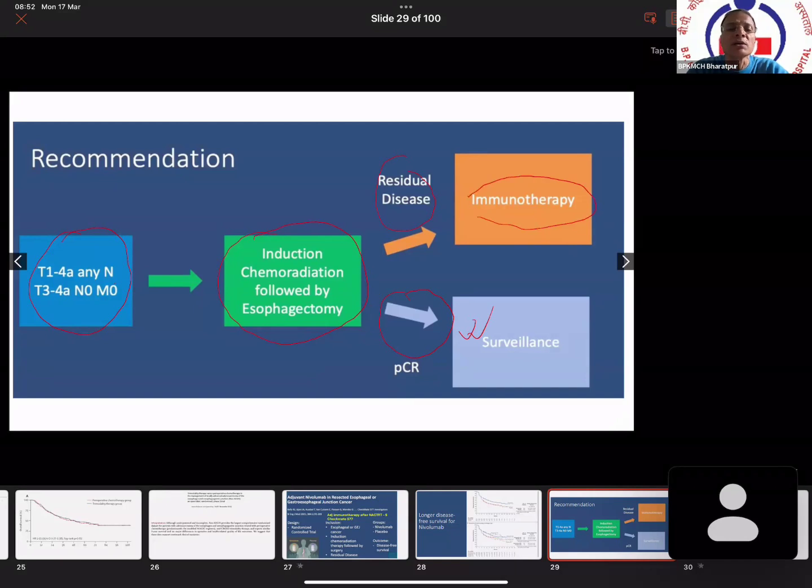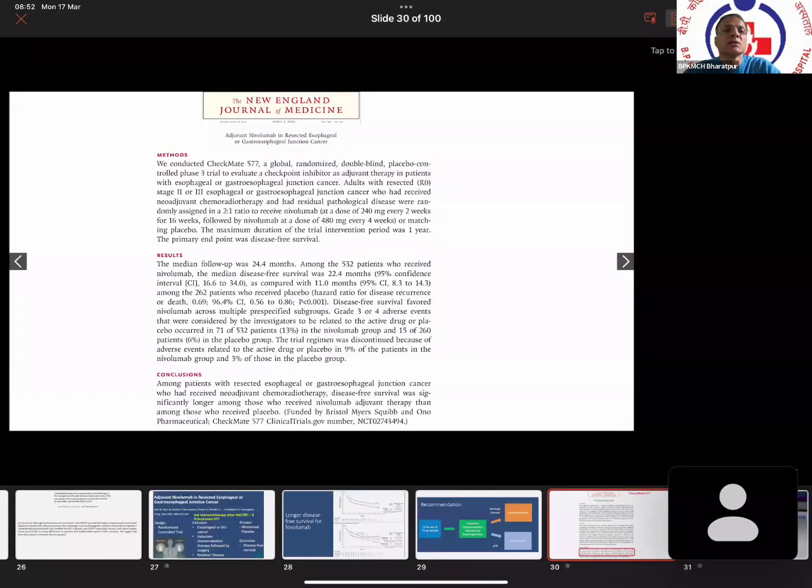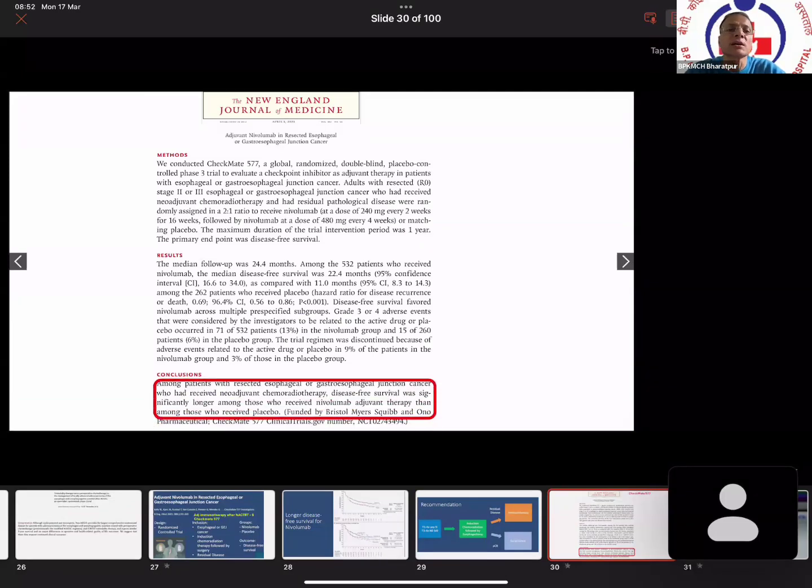Beforehand, we're not quite sure after induction chemoradiation if the patient had residual disease and surgery was done, what to do. There was a lack of any evidence. So now immunotherapy has become the treatment of choice in this category of the patient. So this has been published in the New England Journal of Medicine. So that was CheckMate.